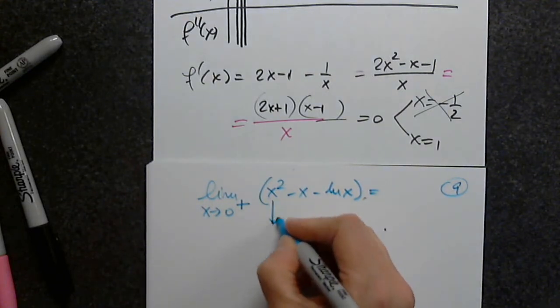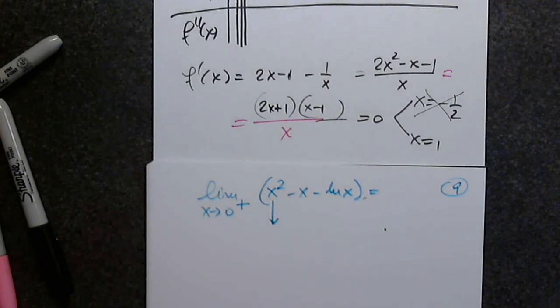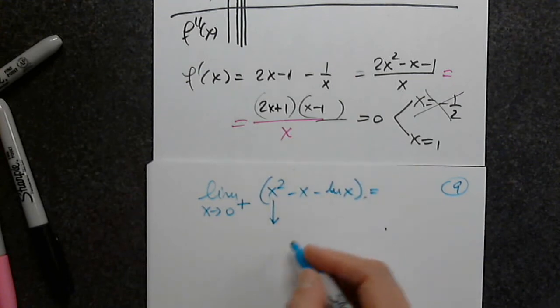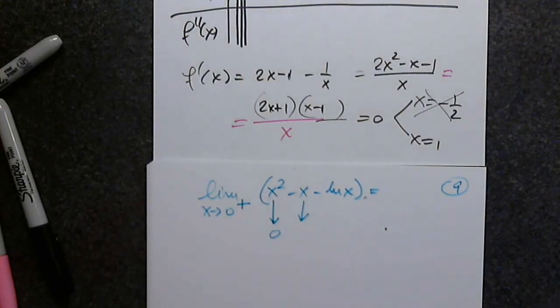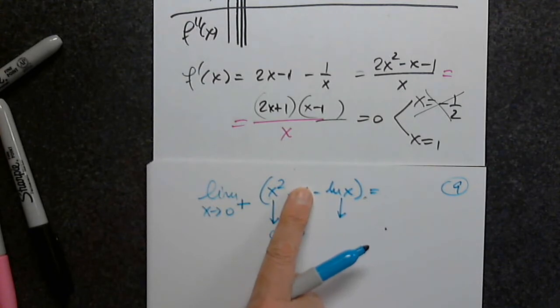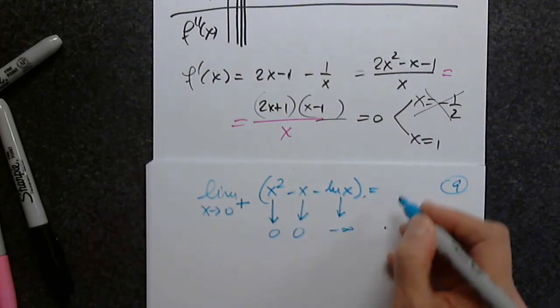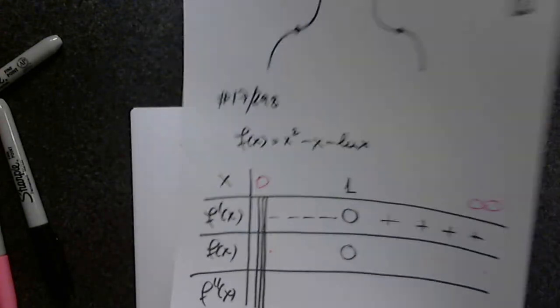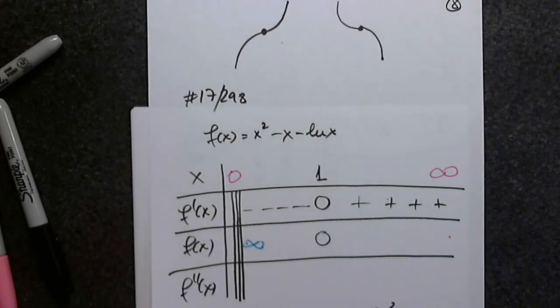Where does this go when x approaches 0? Perfect. Where does this go when x approaches 0, without the sign for a moment? Imagine the graph. But there is a minus in front of it. Yes. So the answer is infinity. So I go back to my table and put infinity where it belongs.